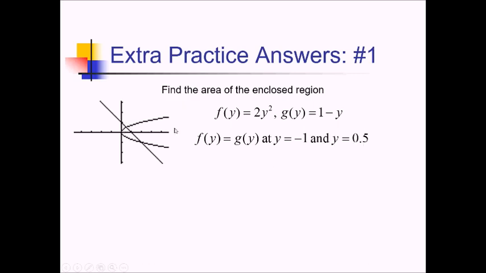So in order to find that area then, I'm going to take the integral from -1 to 0.5, and these limits of integration are both y values now. And I need to do right minus left. So the rightmost function here is this line, which is going to be g of y. The left function is this sideways parabola, f of y. So I'm going to have g of y minus f of y dy.